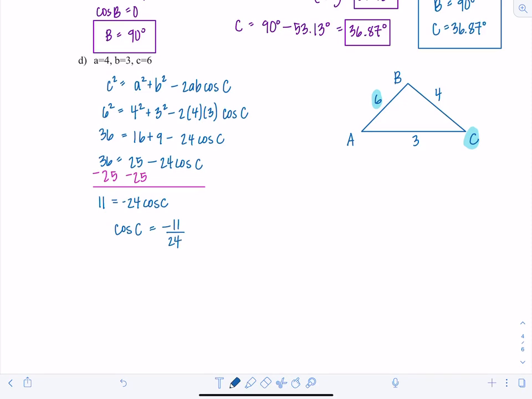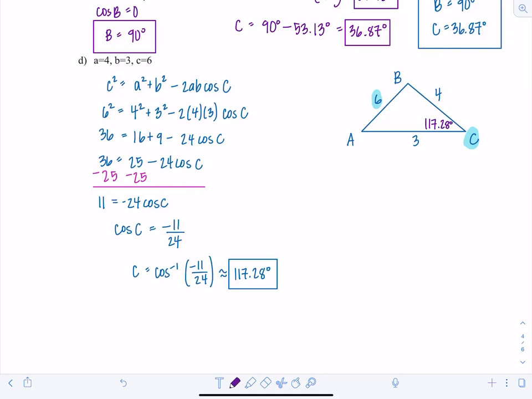And already I know C is going to be an obtuse angle. It's going to be larger than 90 degrees since cosine of C is negative, and cosine's negative only in quadrant 2. So C equals cosine inverse negative 11 over 24, and we get approximately 117.28 degrees. Okay, so let's go fill that in our triangle. This is 117.28 degrees. Obviously, I didn't draw it to scale, but it doesn't matter here.